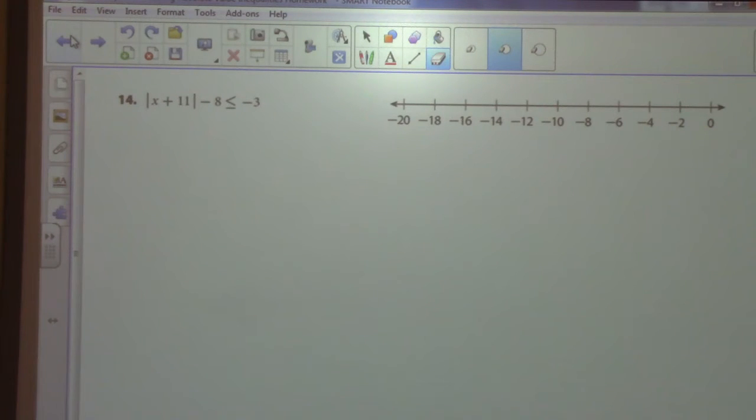What do you think? X is less than or equal to -6. Yeah. And then X is greater than or equal to -16. Let me just write those down. So Connor says X is less than or equal to -6, and X is greater than or equal to -16. Is that right? Does that look right? Sure does.